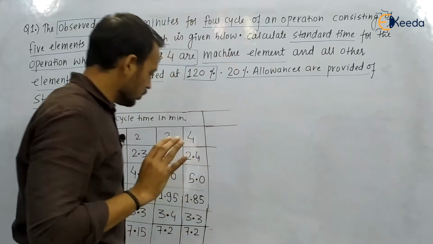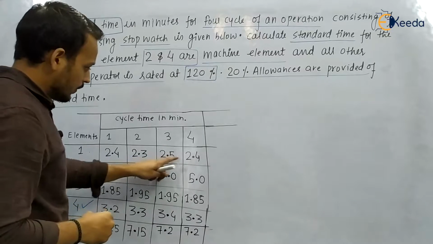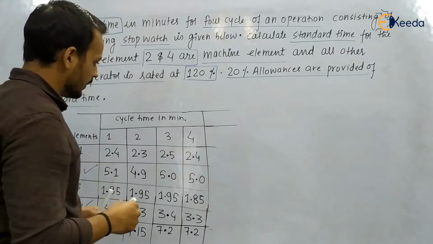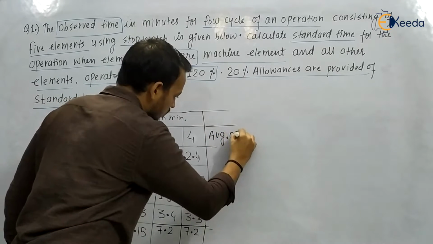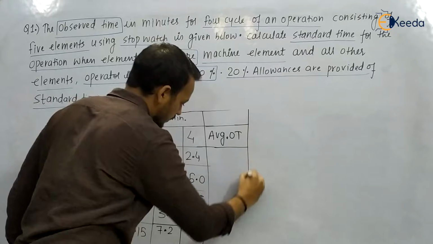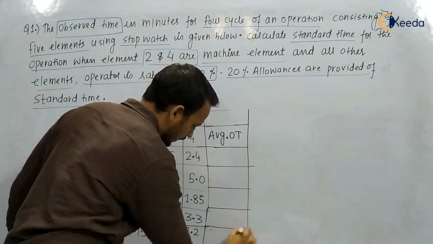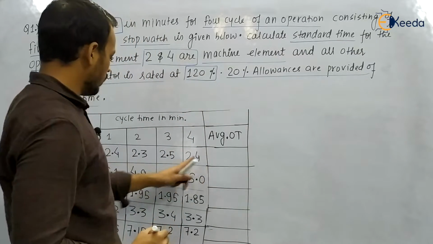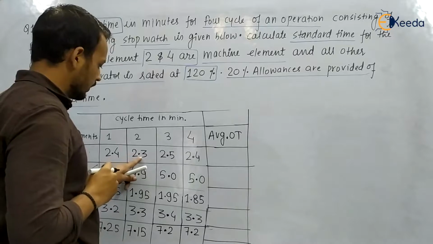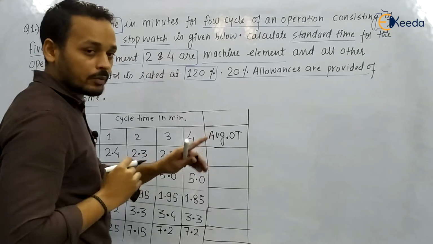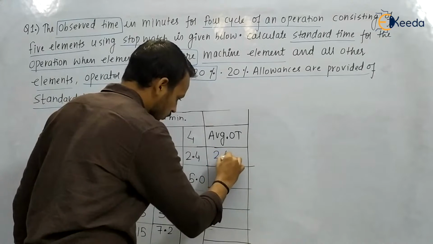So what we have to do is calculate the standard time. Since we have different observed times for each work element, we will take the average observed time, that is the average OT, for each of the elements. For the first, you take the summation divided by 4: 2.4 plus 2.3 plus 2.5 plus 2.4 divided by 4. After the calculation you will get 2.4 minutes.